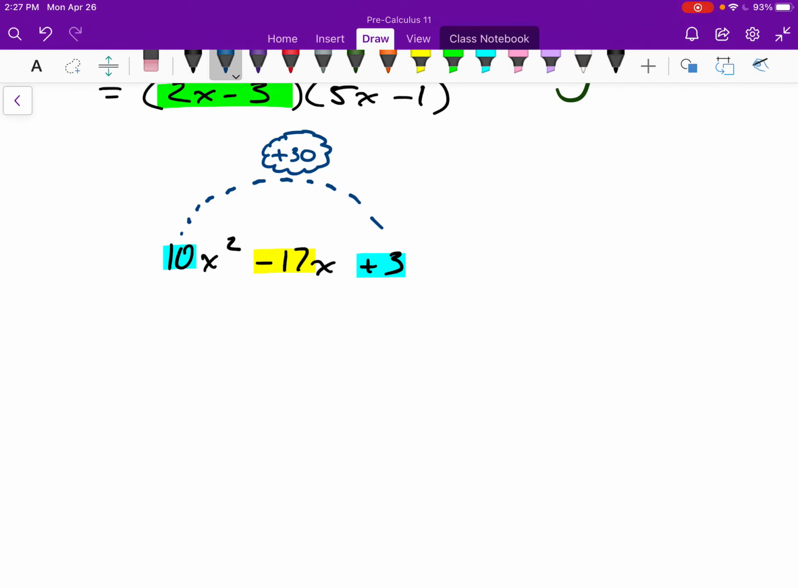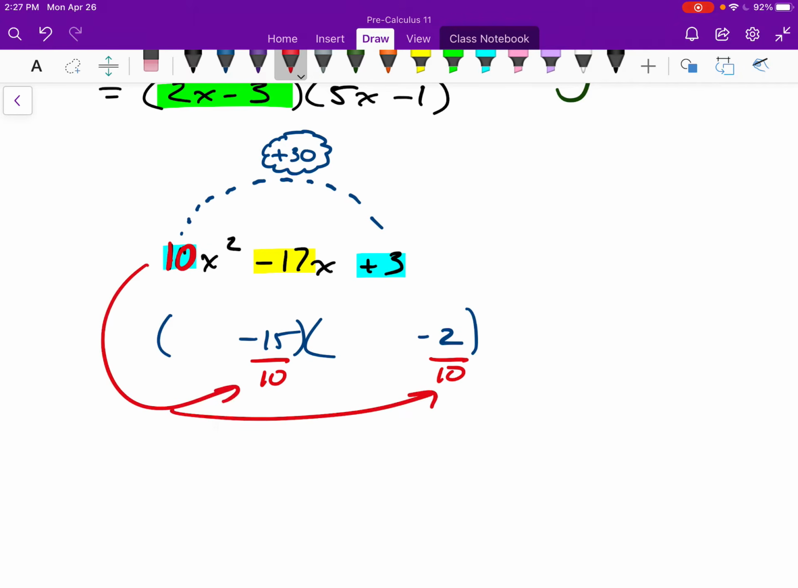But this time, I'm just going to write those two numbers down, negative 15 and negative 2. Now, these are not my factors, but they're going to help me figure out my factors. So negative 15 and negative 2. With that said, what I do next is I look at my coefficient of x squared, which is 10, and I divide each of these by that 10. Whatever number goes here, I divide each of these by that.